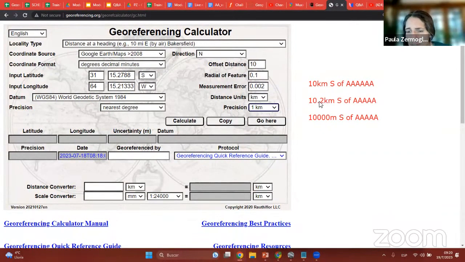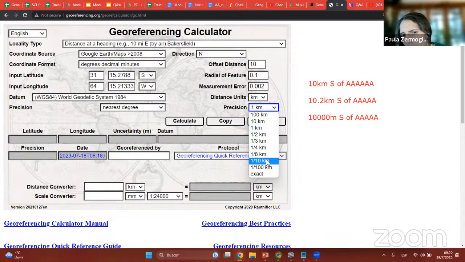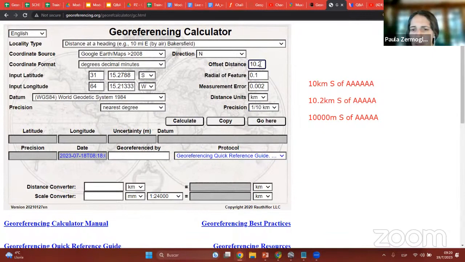For the second one, we're measuring 1 decimal place more. So whoever wrote this 10.2 kilometers could have been 10.1 or 10.3. So our precision in this distance is 0.1 kilometers, which is 1/10 of a kilometer. So this will be our precision for the second case. And here the offset distance will be 10.2.